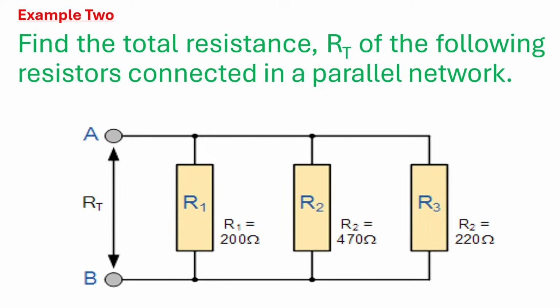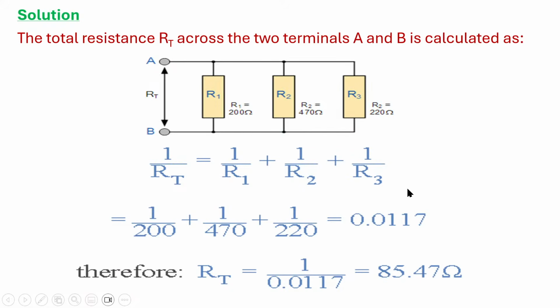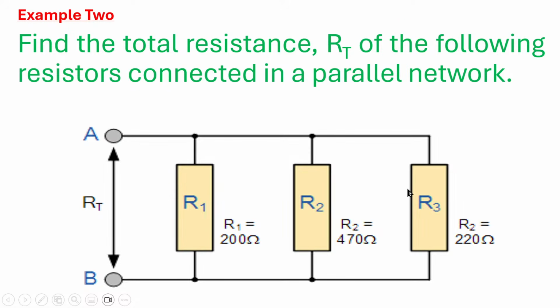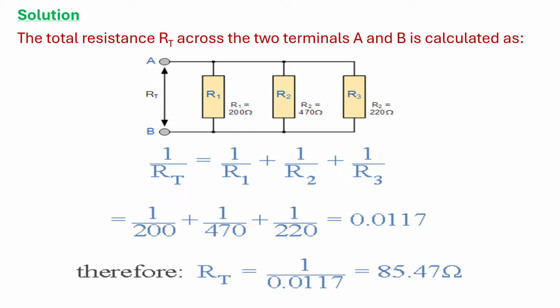So let us take this example 2. Find the total resistance RT of the following resistors connected in parallel. So I have 3 resistors connected in parallel. R1 is equal to 200 ohms, R2 is equal to 470 ohms, and R3 is equal to 220 ohms. So the total equivalent resistance is 1 over RT is equal to 1 over R1 plus 1 over R2 plus 1 over R3.